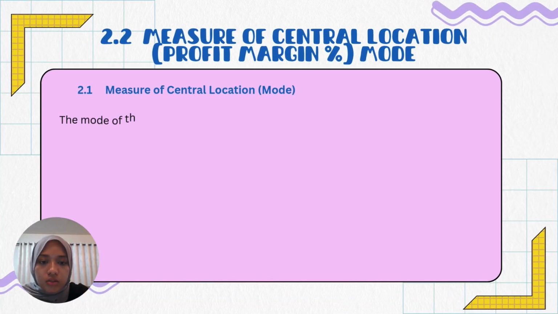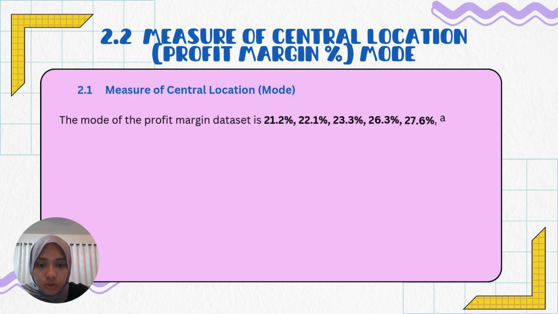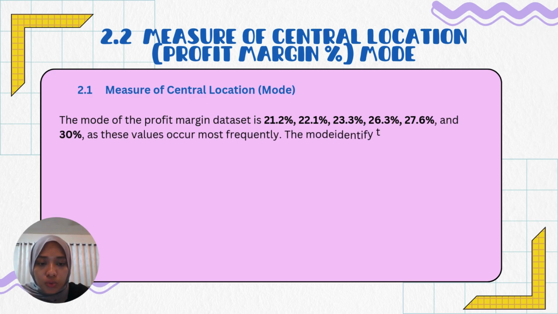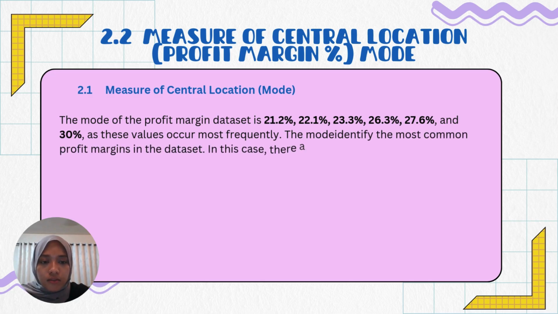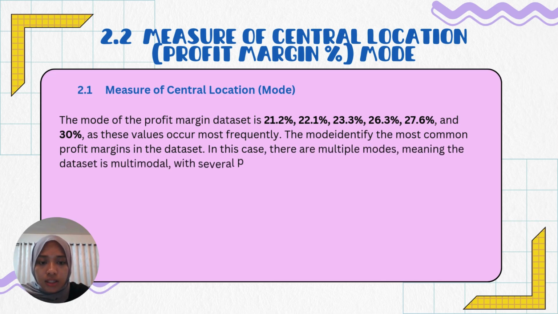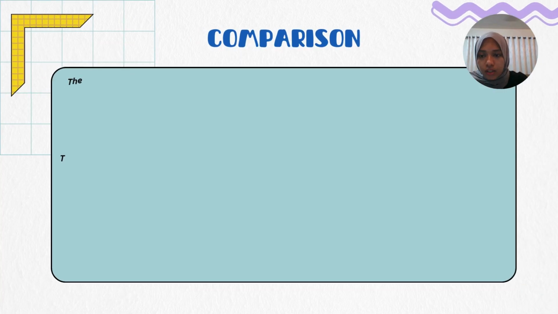The next one is the measure of central location, profit margin in terms of mode. The mode of the profit margin dataset is 21.2%, 22.1%, 23.3%, 26.3%, 27.6%, and 30%, as these values occur more frequently. These are the most common profit margins in the dataset. In this case, there are multiple modes, meaning the dataset is multimodal, with several profit margins that appear more than once. Move on to the next slide.